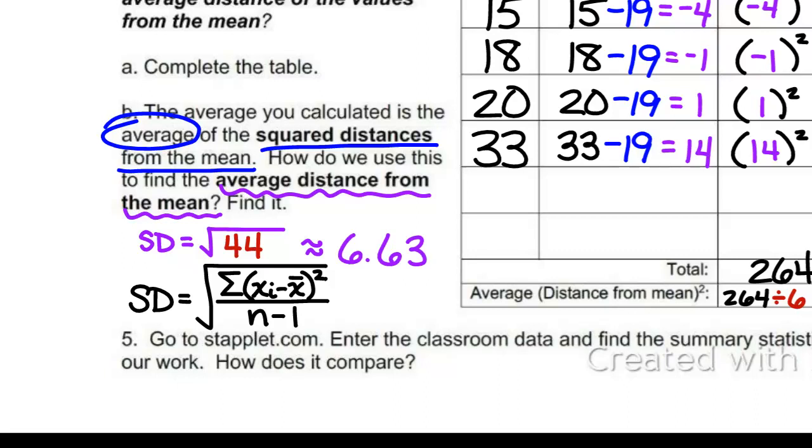Oh wait, sorry, not 44. The way we got 44 was by dividing by 6, right? Yeah. Sorry, let me back up. What was the sum of everything? 264. Take 264 and divide that by 5. 264 divided by 5. Then square root that number. 52.8. Right there.